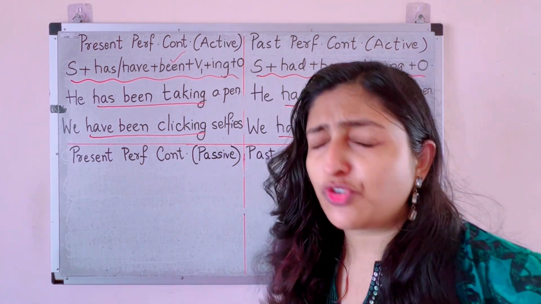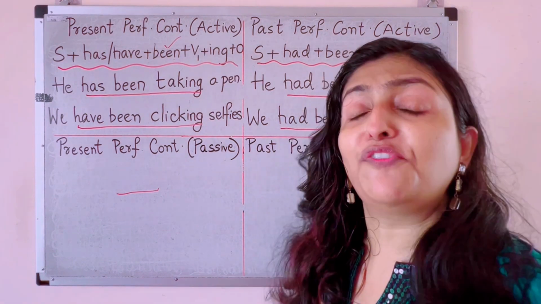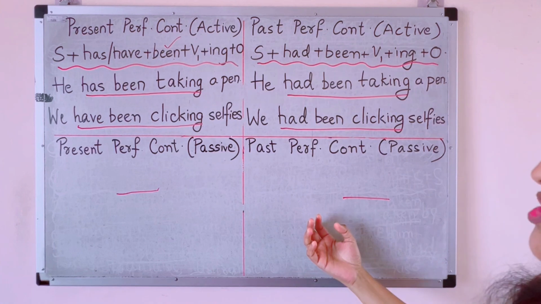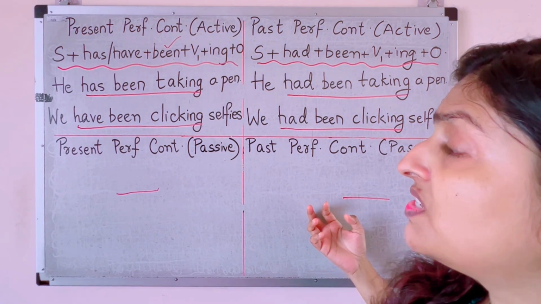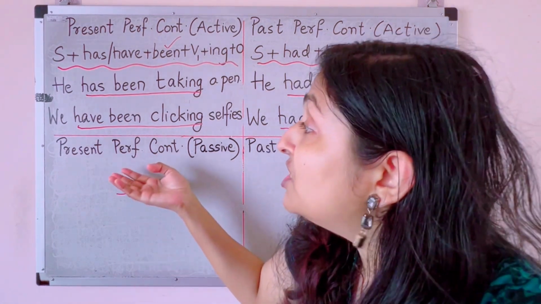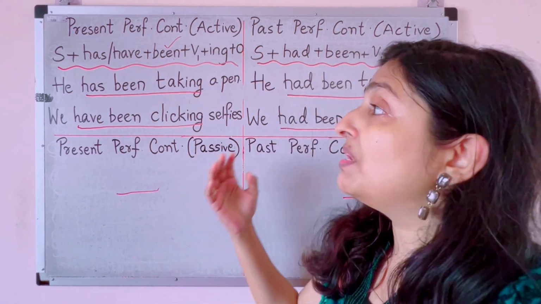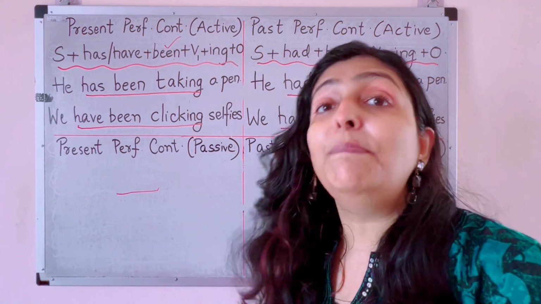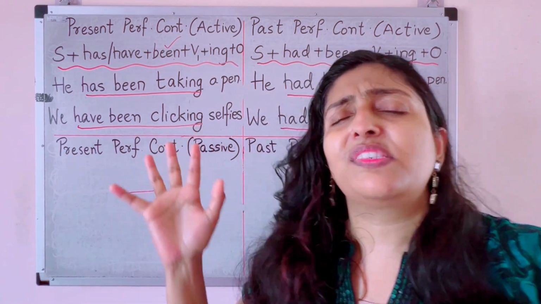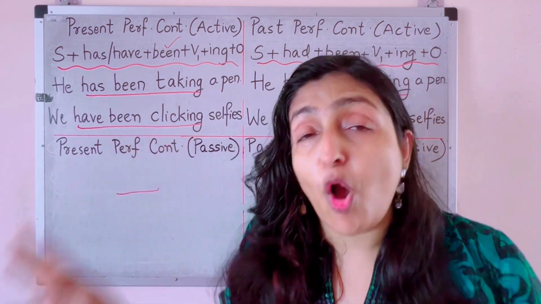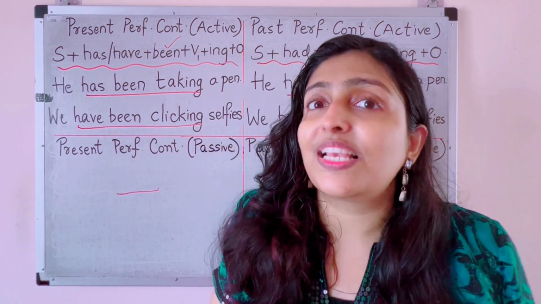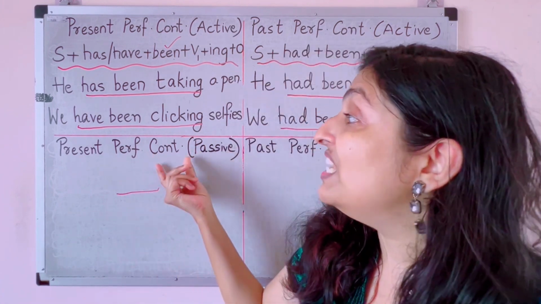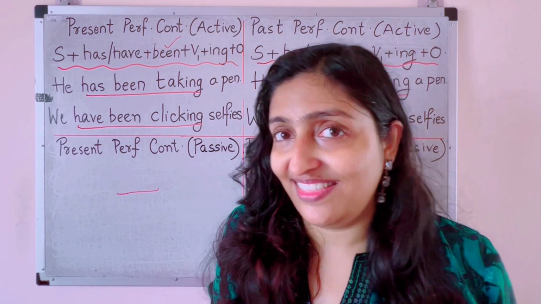Now, as I mentioned earlier, there is no passive construction for present perfect continuous tense and for past perfect continuous tense, because perfect means BEEN and continuous means ing. So we need to add BEEN and BEING. That makes the sentence very complex and complicated, and the end result would be awkward and weird. BEEN and BEING cannot go together.